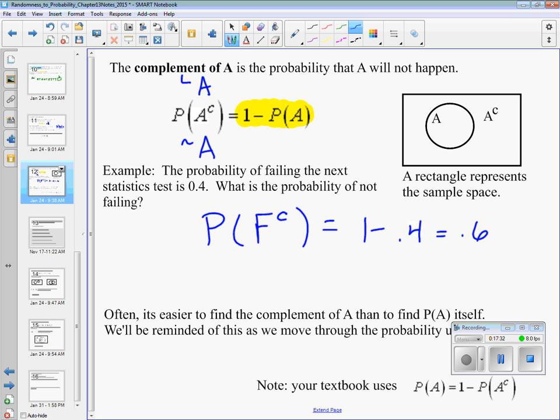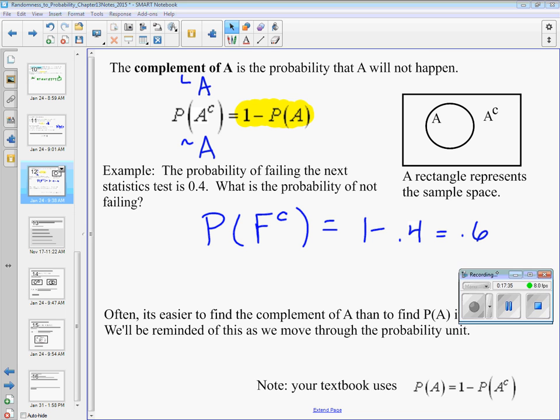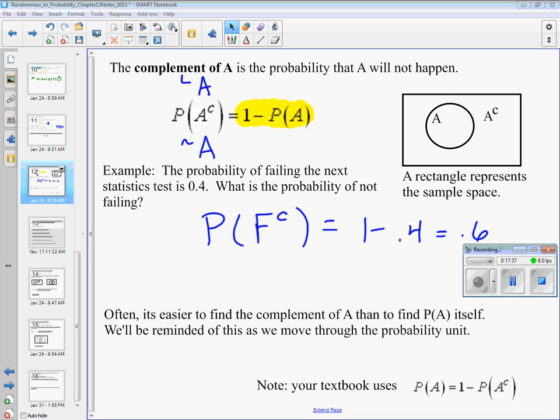Now, here's an important fact. Oftentimes, it's easier to find the complement than the probability itself. We'll see some examples of that throughout this chapter. Remember how I said that listing all the possible outcomes in a sample space, oftentimes we forget 1 or 2? Sometimes if you just do the complement, the complement is just one thing, and so it's sometimes a little easier to look at it from that perspective. We'll come across some of those either today or next week.